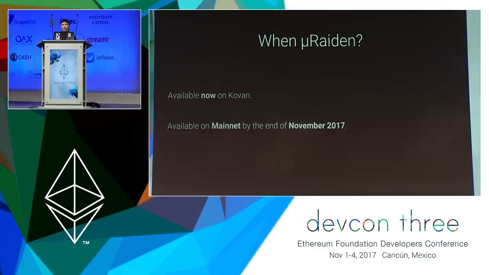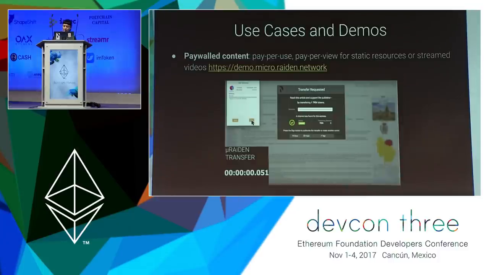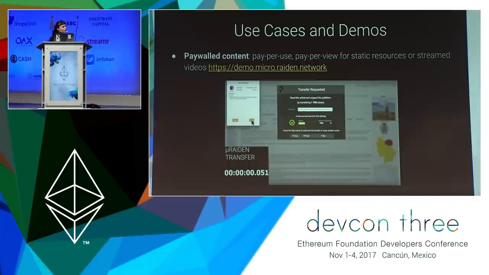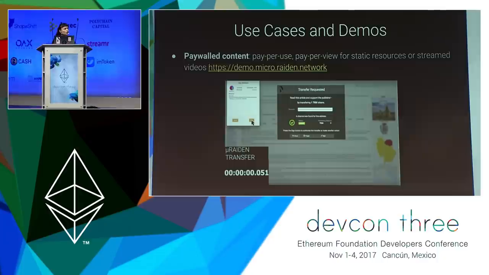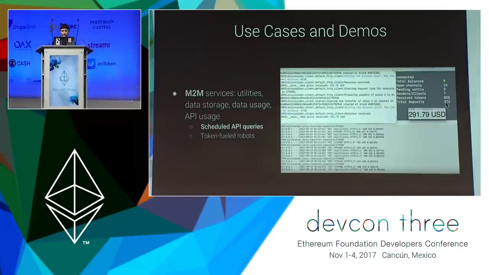MicroRaiden is available now on the Kovan testnet and will be available on the mainnet by the end of November, which is by the end of this month. So what can you build with MicroRaiden? For human consumption, the most straightforward use case is pay per use. And we already have two demos, one with a fortune cookie paywall that is online now, and an unpleasant alternate world where you pay for Wikipedia.